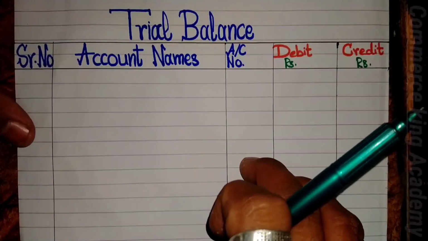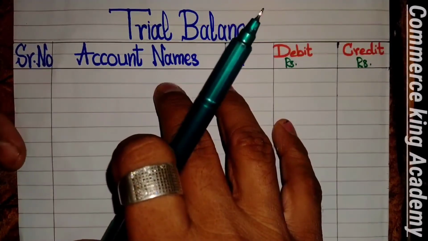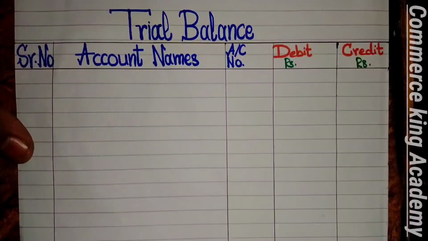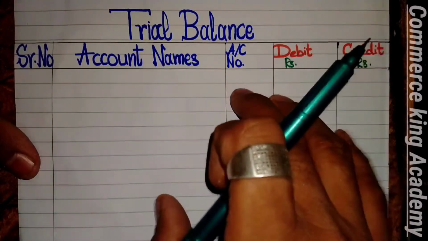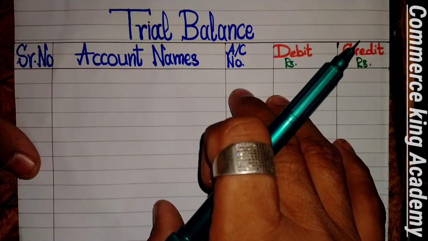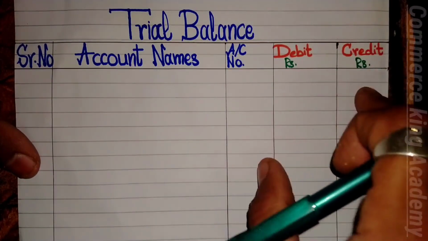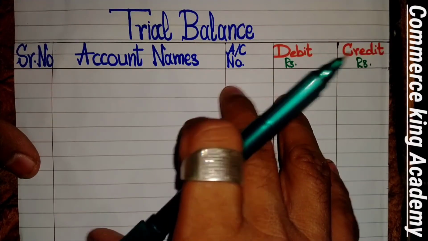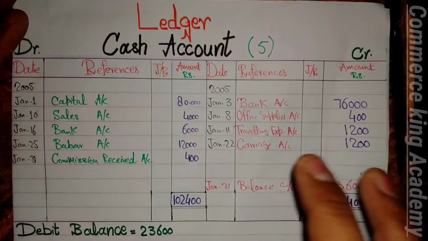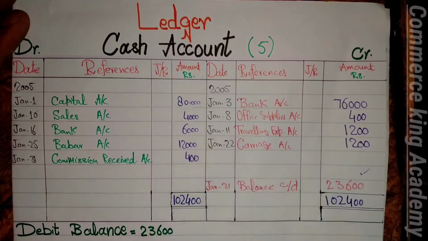Dear students, now we are on the last step of this problem, which is the trial balance. You can see here the format of the trial balance: serial number, account names, account numbers or ledger folio numbers, debit amounts and credit amounts. Now we are ready to enter these entries into the trial balance. So let's move on to picking their balances.